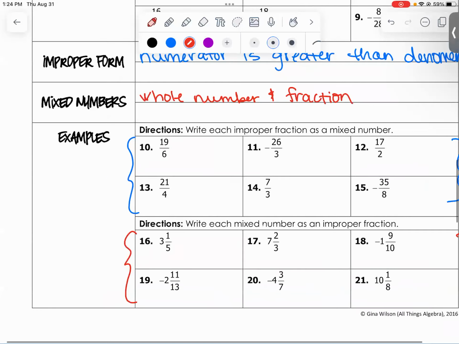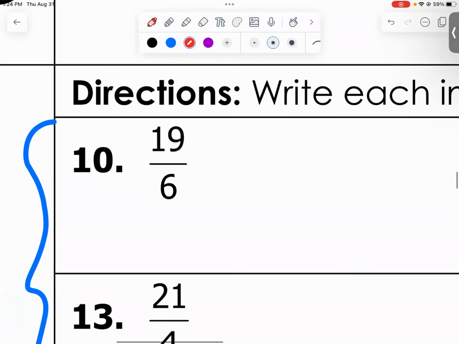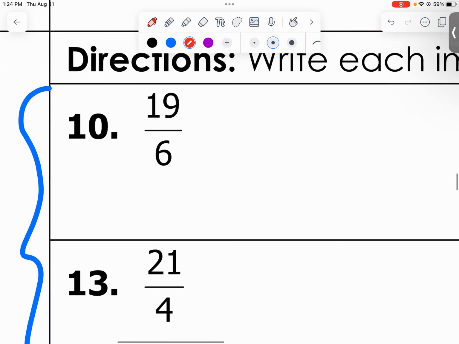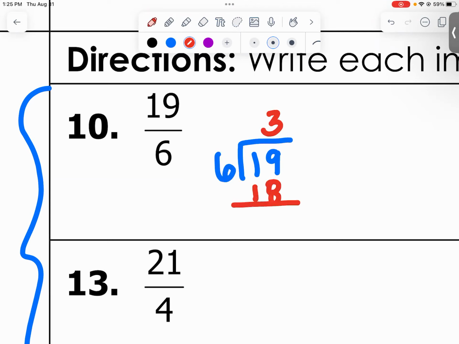Okay. I want to change 19 over 6 into a mixed number. What are we going to have to do? Okay, good. So this is like division, right? Let's take 19 divided by 6 and see how many times 6 can go into 19. How many times, Lainey? 3. We know it goes in 3 times. What is 6 times 3? 18. So we have a remainder of 1.